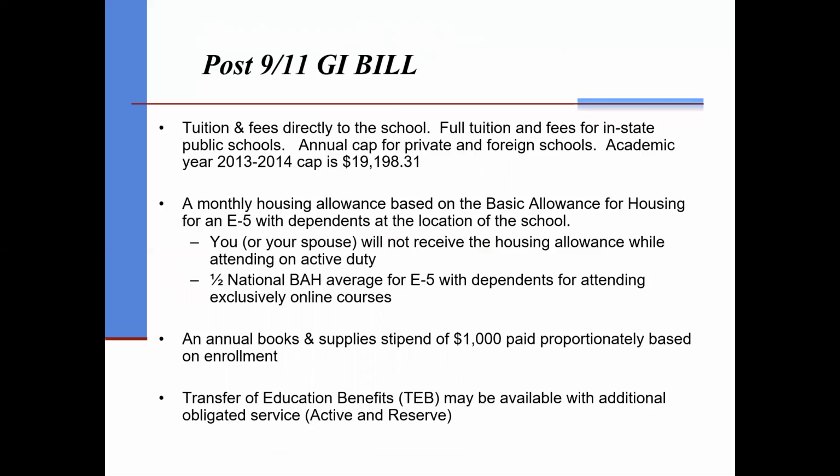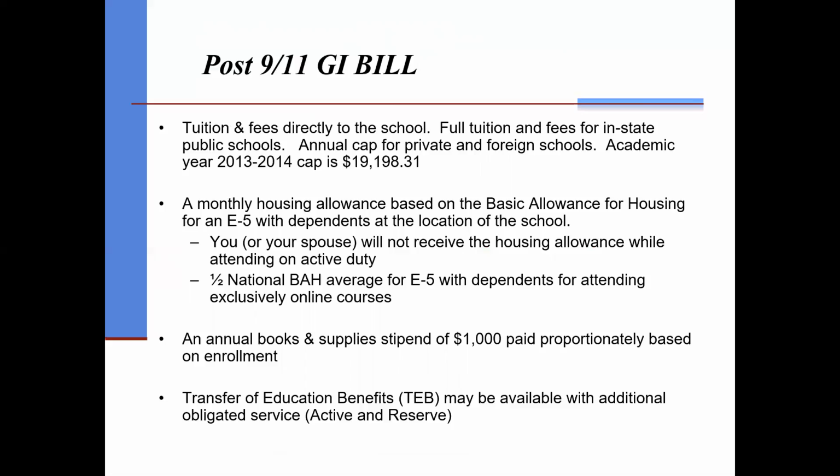Tuition and fees are paid directly to the school. Full tuition and fees for in-state public schools, with an annual cap for private and foreign schools. The academic year 2013 through 2014 cap is $19,198.31. A monthly housing allowance is based on the basic allowance for housing for an E5 with dependents at the location of the school.